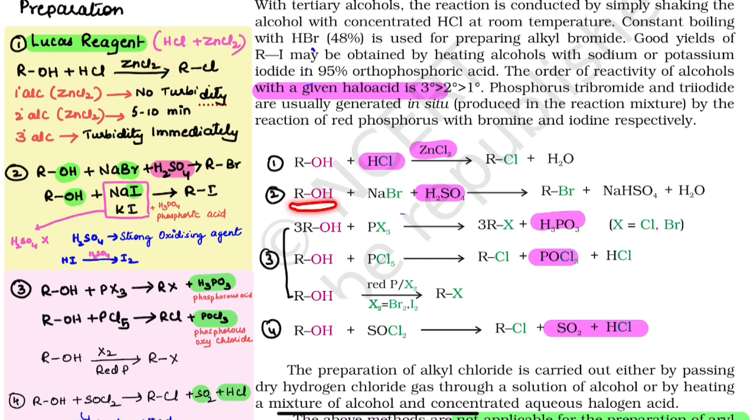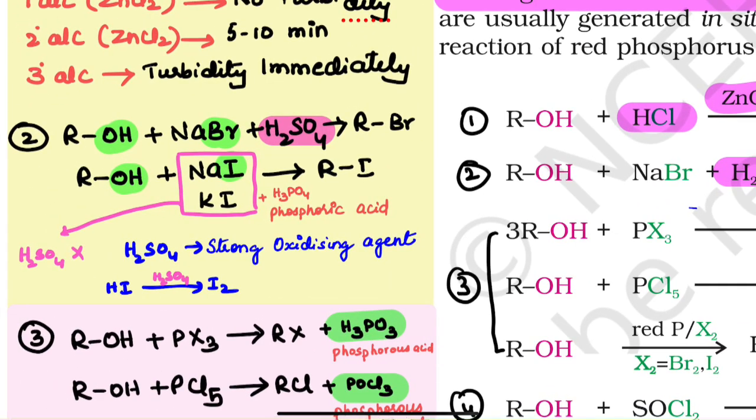Second is alcohol when you are treating with sodium bromide in the presence of sulfuric acid. Again the OH group will be replaced with Br, because here we are taking Br. And if you are taking NaI, sodium iodide, or potassium iodide, OH should be replaced with iodine. You will get RI. Here we are using sulfuric acid for NaBr. If you are using iodide, we have to use phosphoric acid. Phosphoric acid is H3PO4. Remember this formula.